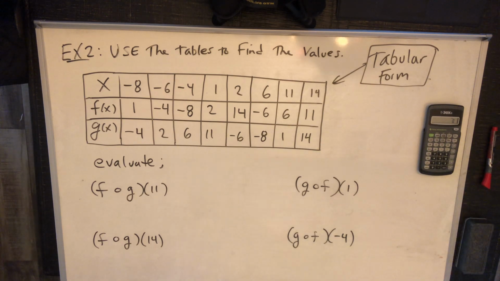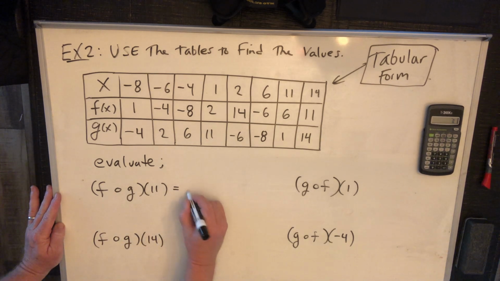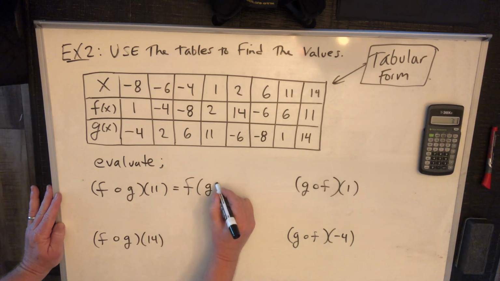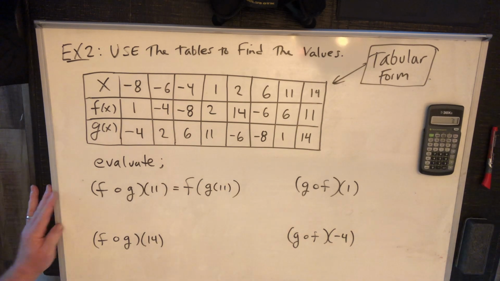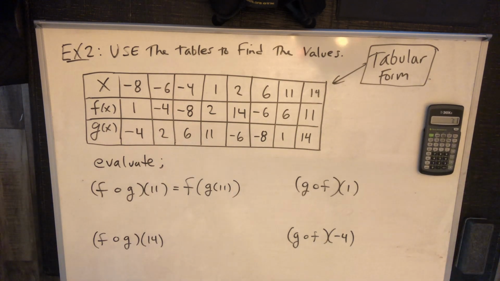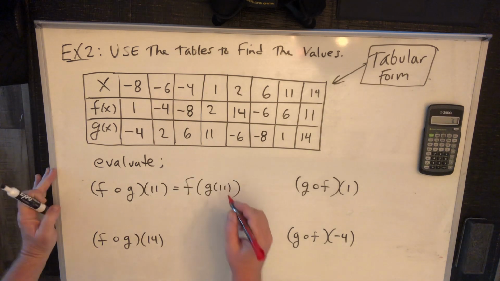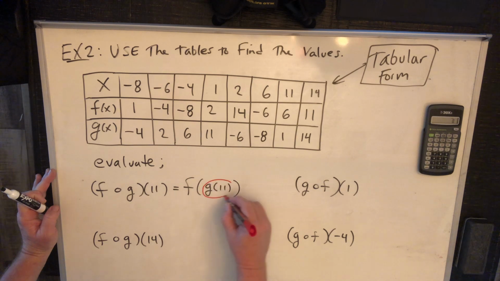So recall the definition of a composition. f of g means you're going to take the value of f after you've taken the value of g. So you need to do the inside first.